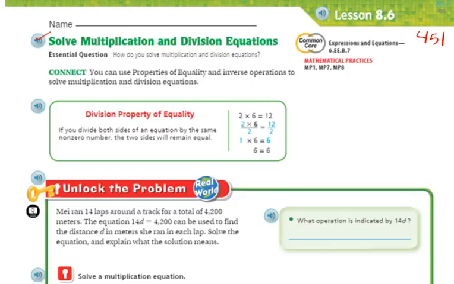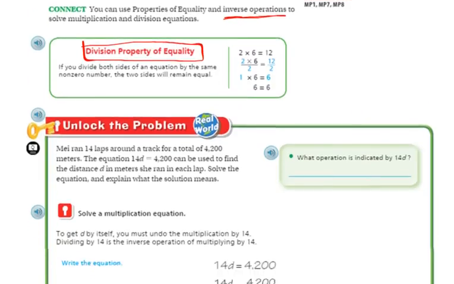When we get into solving multiplication and division equations, or any equations, we're always going to want to focus on inverse operations, doing the opposite of what we see within that expression. So we have a division property of equality, which means you can divide on both sides of an equation. And there's going to be a multiplication property of equality, which you'll see here shortly, which means you can multiply on both sides of an equation. All right, let's get to work, shall we?